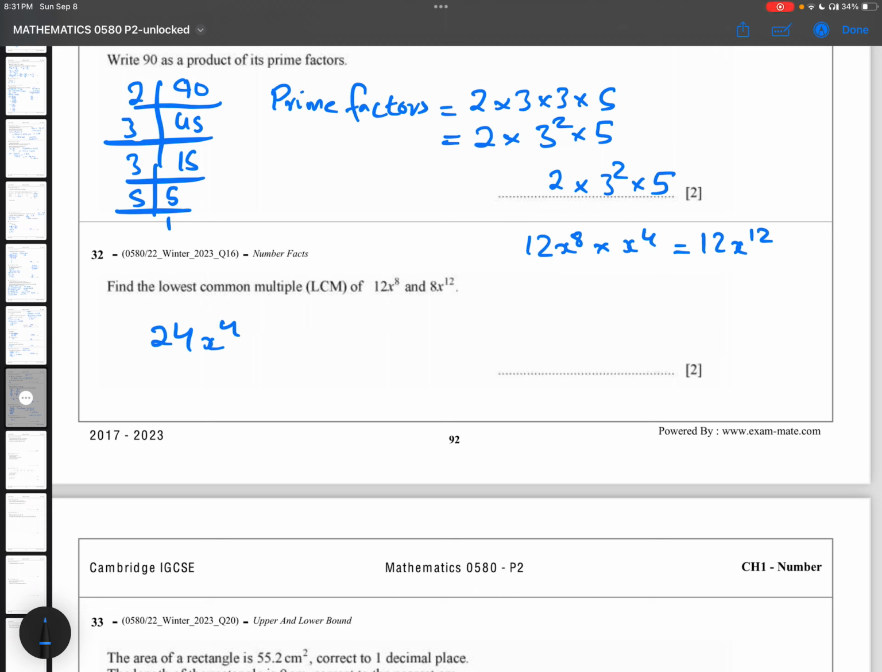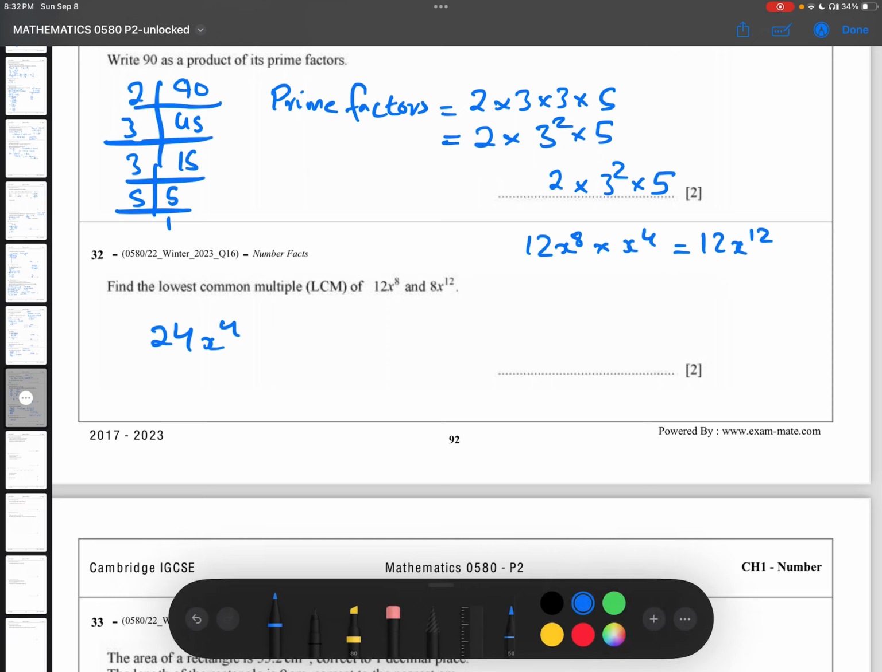I mean, this is the lowest number that can be divided by both 12x to the power 8 and 8x to the power 12. In place of 4, I will write 12. Okay, we need to write the LCM over here.